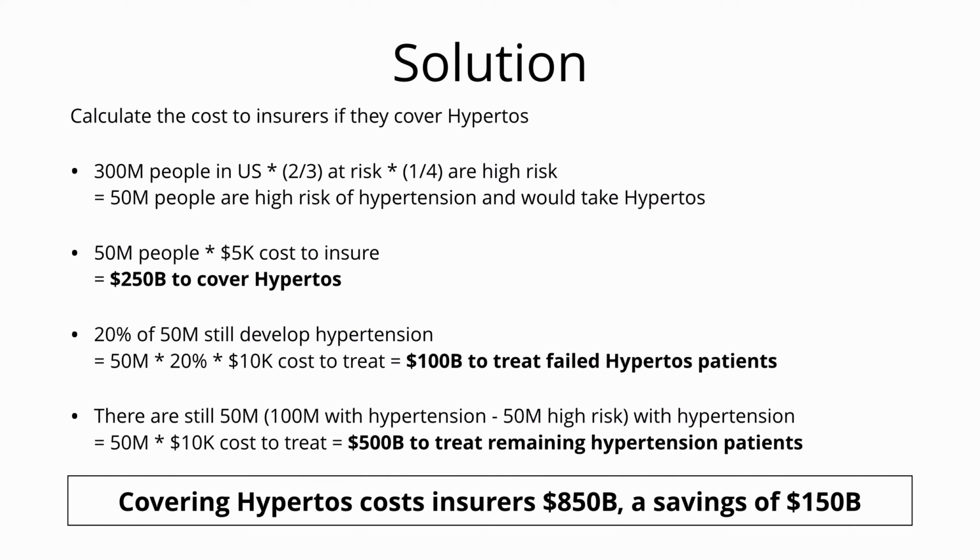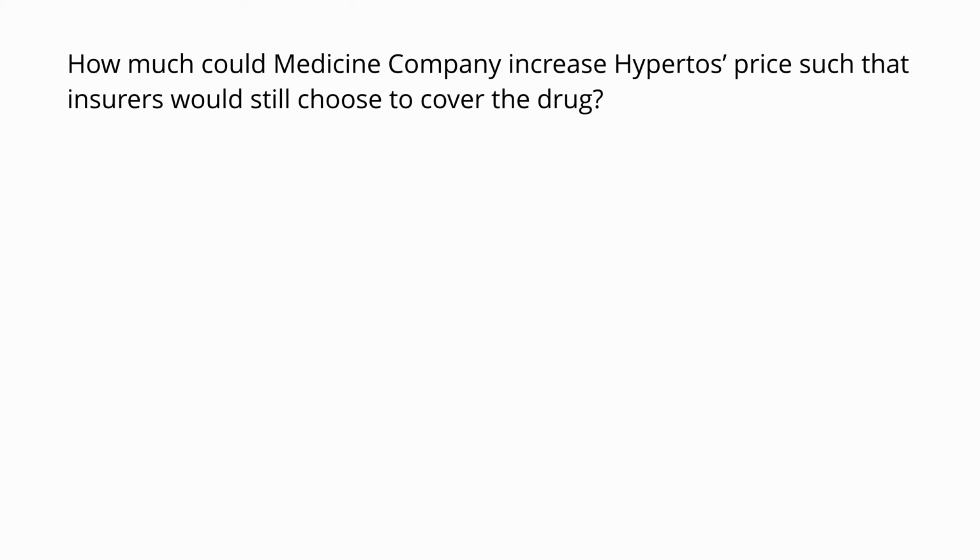This is lower than the cost of not covering hypertose. Therefore, by covering hypertose, insurance companies can save $150 billion a year. How much could medicine company increase hypertose's price such that insurance companies would still choose to cover the drug? Pause the video now to answer this question.